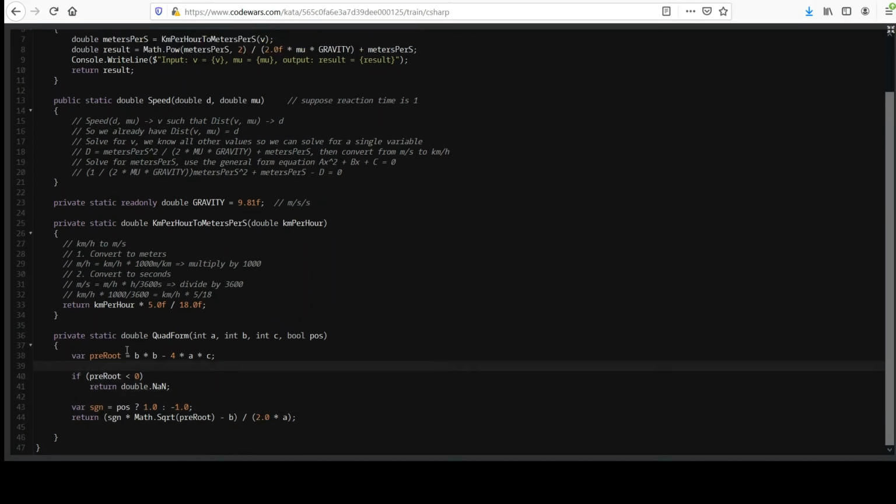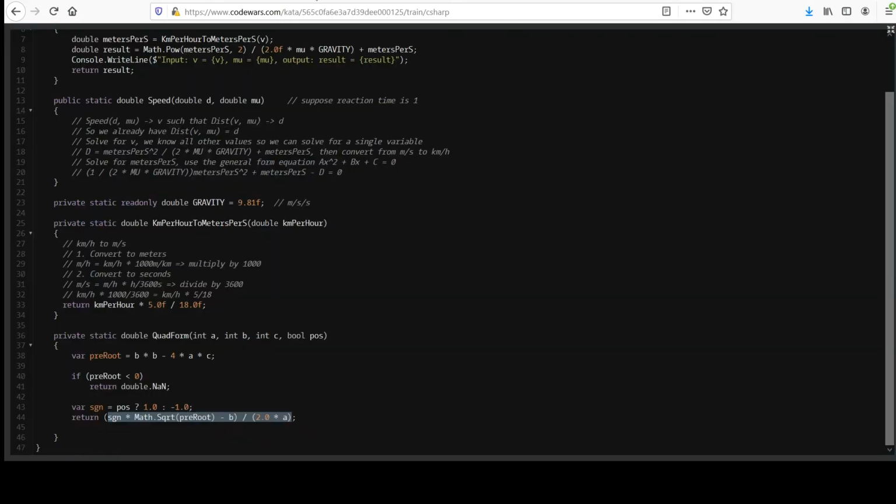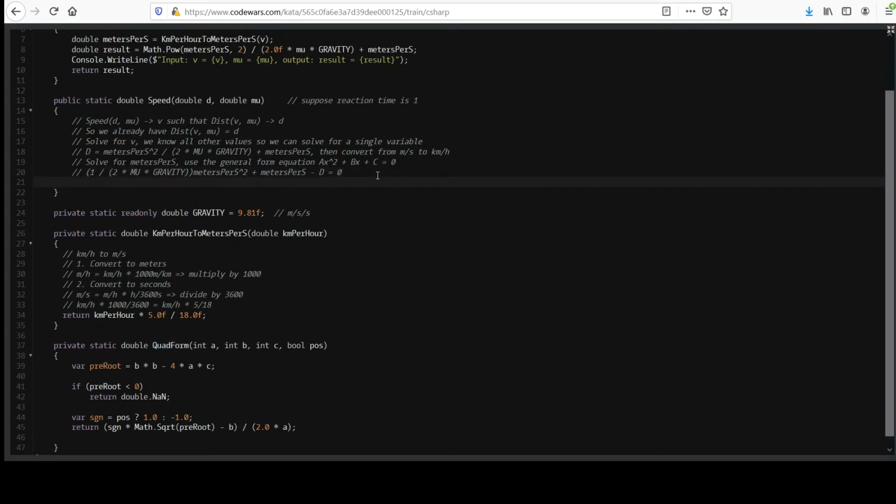And then we had this pre-root, var sign positive or negative 1, return the sign times. Hopefully you can see how this matches up with the quadratic formula. And notice how it has the plus minus. That just means you're doing one version where you add and one version where you subtract. That's where that comes from. So you'll get 2 roots. So now that we have this quadratic formula, we can go ahead and use it in our speed method. We can calculate 2 roots, right?